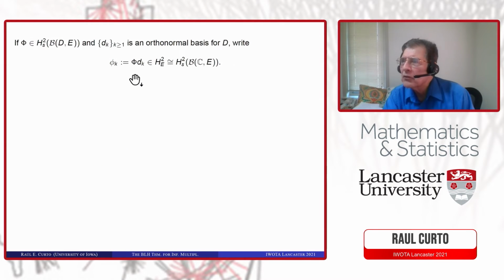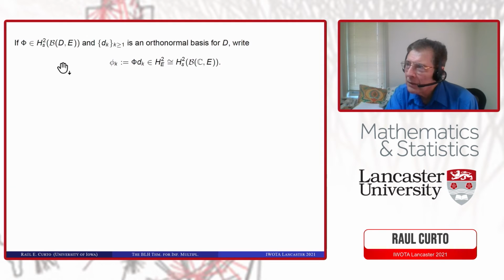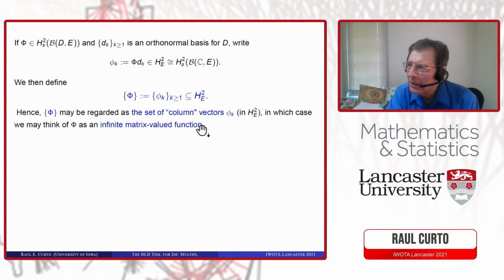That's the example. Now take phi in strong H2, the functions that pointwise are in H2, and look at an orthonormal basis for D. D is a Hilbert space, so it has an orthonormal basis. Look at phi k, which is phi times d k. Now phi is a matrix, and d k can be represented as a column vector, so you have here a vector in H2 E. We then define brace phi as given by the phi k's regarded as vectors in H2 E.